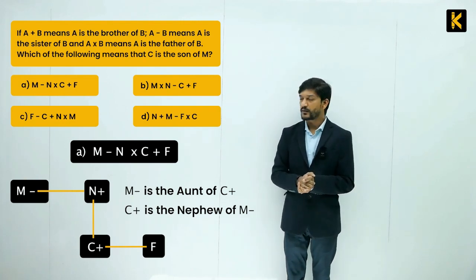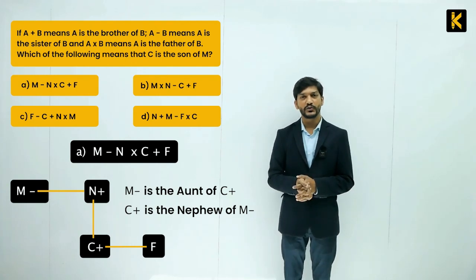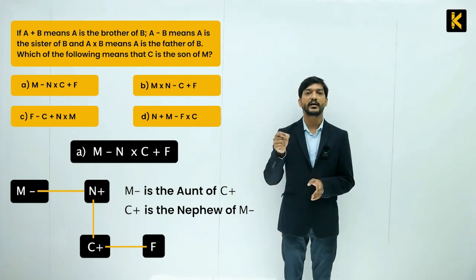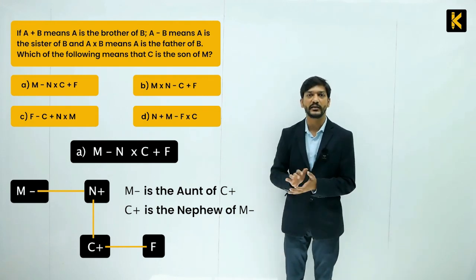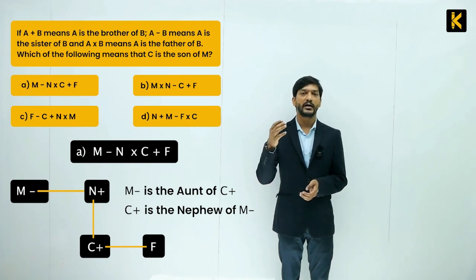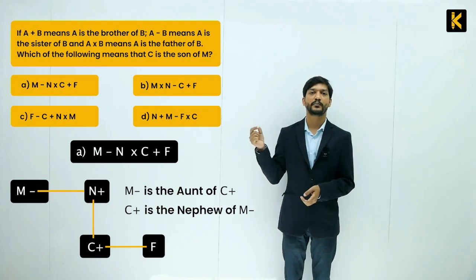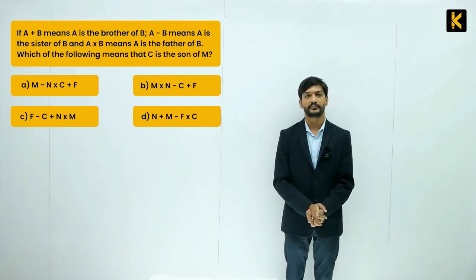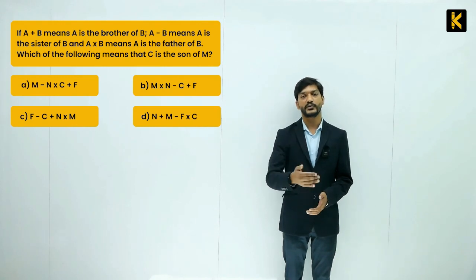So the question is saying, in which of the following options do you see that C is the son of M? So in this option, I am not observing that. Here I am observing C is the nephew of M. So that means this option is not correct. Okay, so we should go to the next option.